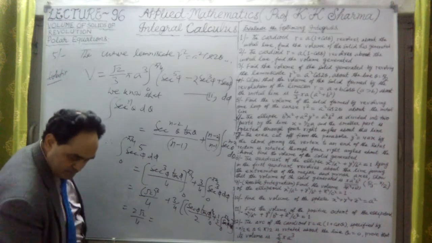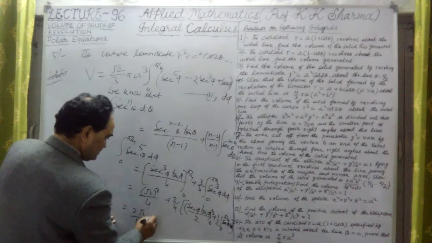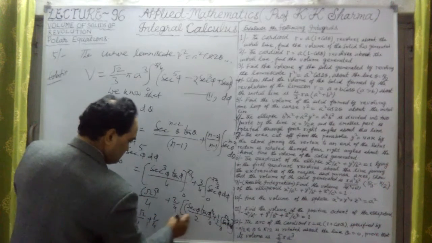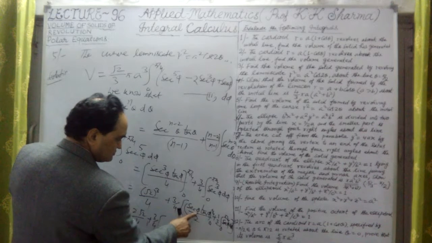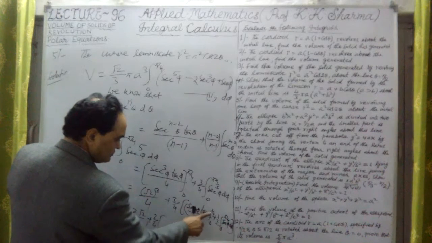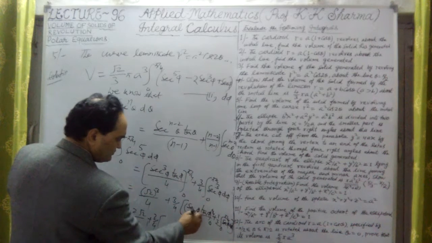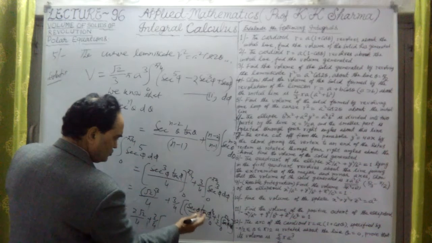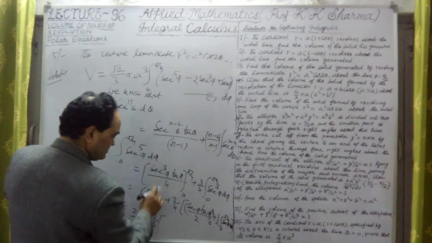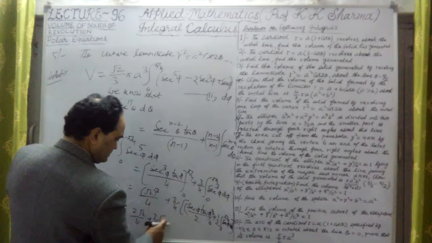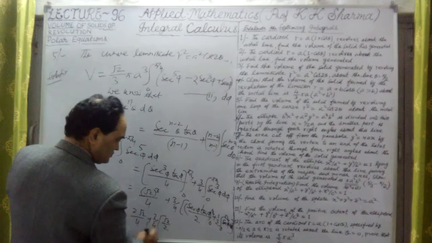Sorry, plus. This is plus sine 3 by 4. Within the bracket, this bracket is now sec phi, which is root 2, because pi by 4. If I substitute 0 it will be 0, so I am not substituting. tan phi at 0 is 0, the lower limit will be 0. Here also we substitute only the upper limit. In this case, 3 by 4 sec phi is root 2 upon 2.